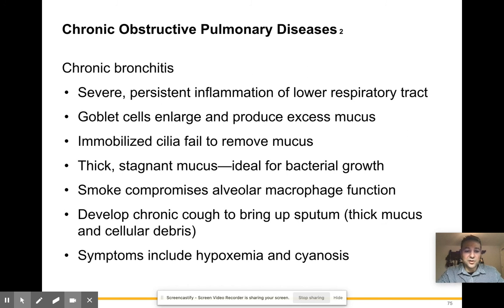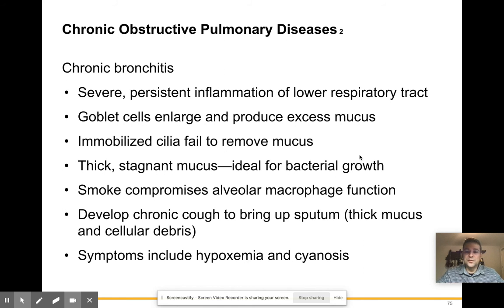Chronic bronchitis will enlarge goblet cells to produce excess mucus, and that excess mucus is actually going to immobilize your cilia, right? We want the cilia to have mucus, but if you have too much mucus, it causes the cilia to get trapped in the mucus, and it can't get rid of the dirty mucus. And what happens if you have dirty mucus stuck in your lungs that can't move? You get bacterial growth, and that's not a good thing.